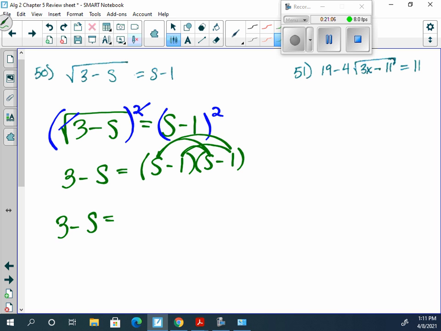So we're going to have to do s times s, which is going to be s squared. S times negative 1 would be negative s. Negative 1 times s would be negative s. And lastly, negative 1 times negative 1 would be plus 1.